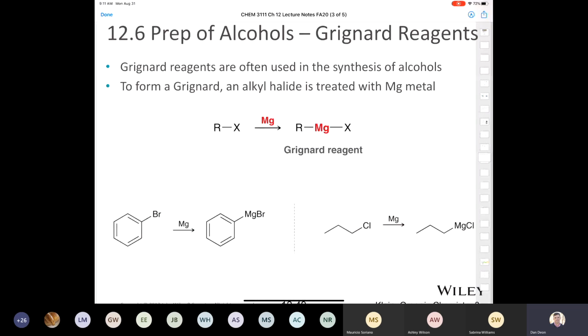So Grignard reagents are often used in the synthesis of alcohols. It says to form a Grignard, you take an alkyl halide, and you can buy all kinds of alkyl halides for very, very cheap from all kinds of chemical suppliers. And then it says here, you treat it with magnesium metal. And you can actually make a Grignard reagent as an undergraduate very easily in the lab.